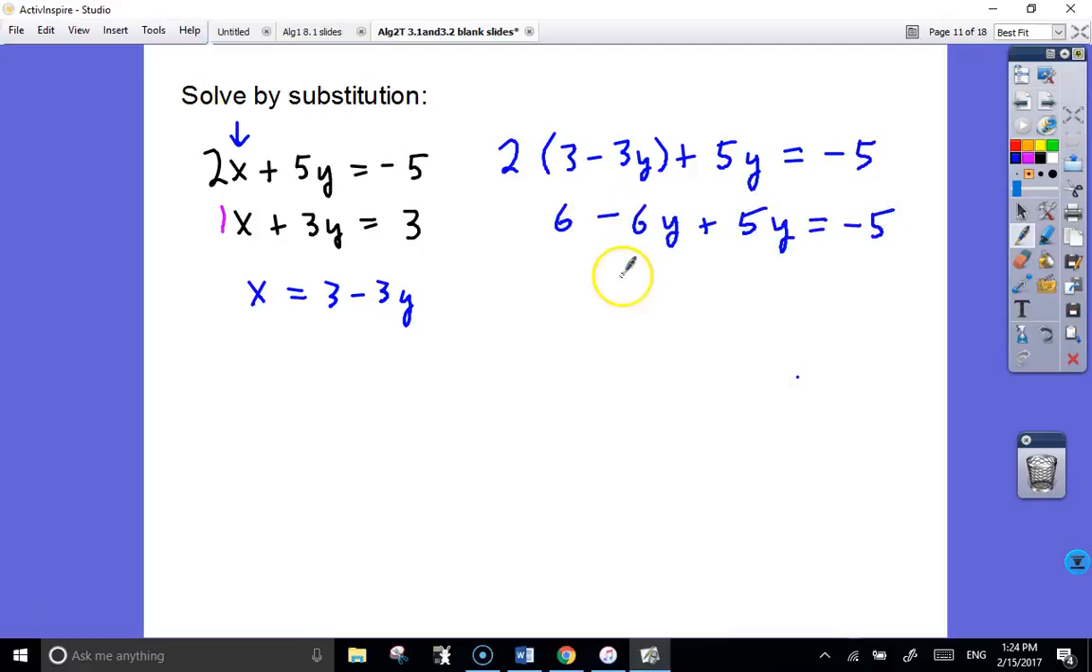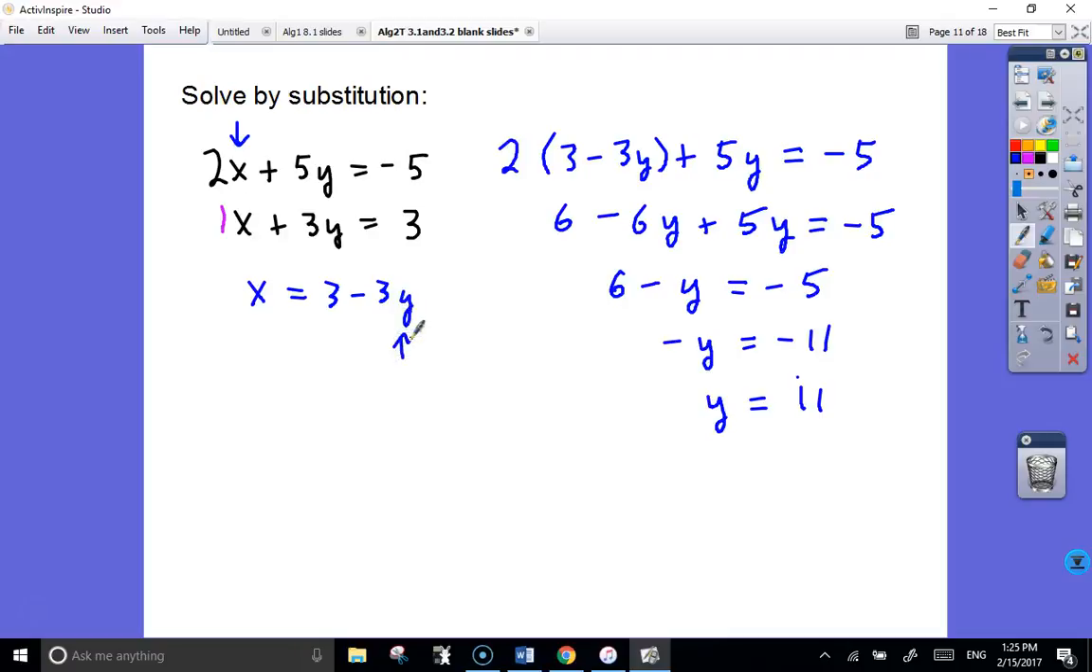Combine like terms. Subtract 6. Multiply by negative 1. Right, that's the end of the second step. Okay, then substitute that answer into the equation you solved at the end in step 1, meaning here.